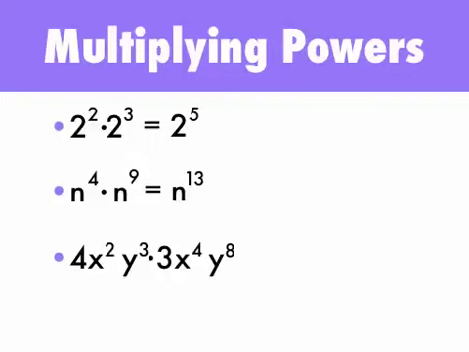And then I can combine the x squared with the x to the fourth and the y cubed with the y to the 8th, which gives me 12x to the 6th y to the 11th. I get 12 by multiplying the two coefficients or whole numbers. 4 times 3 is 12. I get the x to the 6th because I leave the base x alone and I add the exponents, which for x were 2 and 4. 2 plus 4 is 6. And then for the y's, I leave the y base alone and I add 3 plus 8, which is 11.